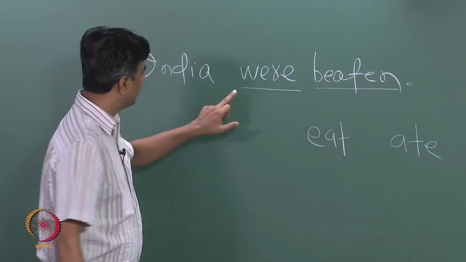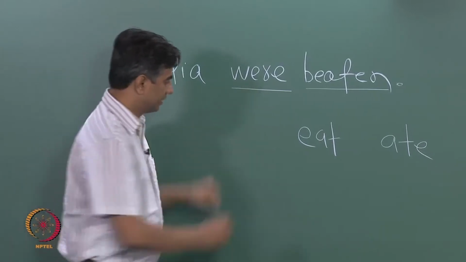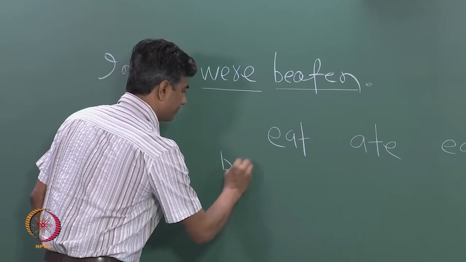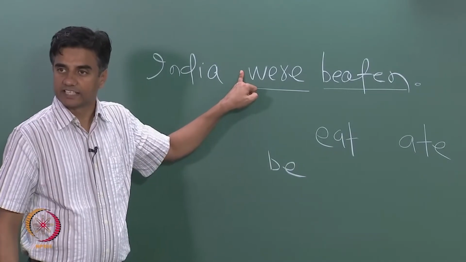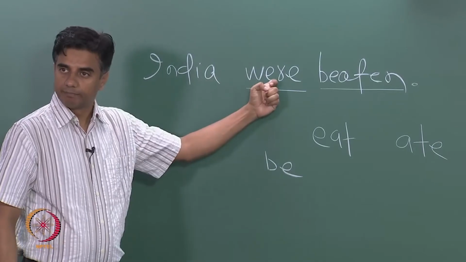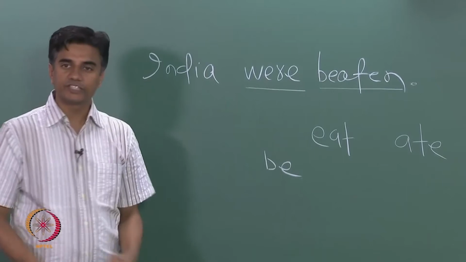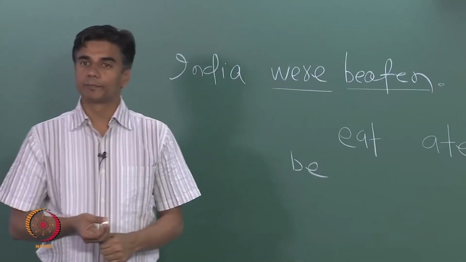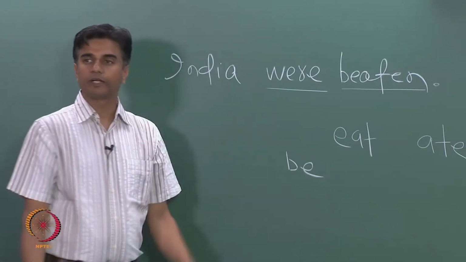We have to say something like this, which is the form of be with appropriate tense and with appropriate agreement. So this is past, and what's the agreement that you see? Is that singular or plural? Plural. Do you know why we have a plural agreement here?